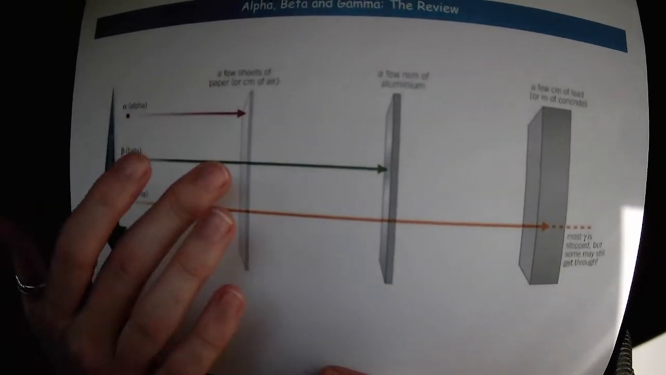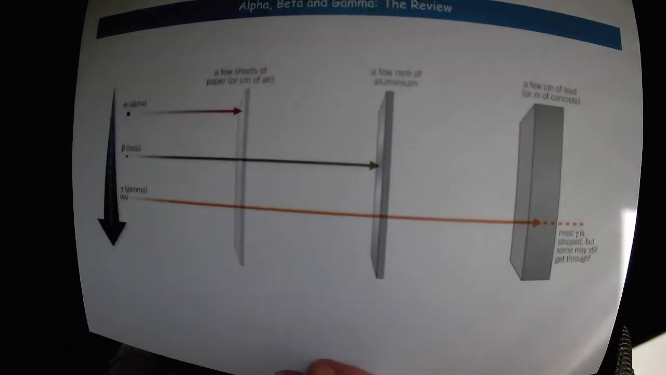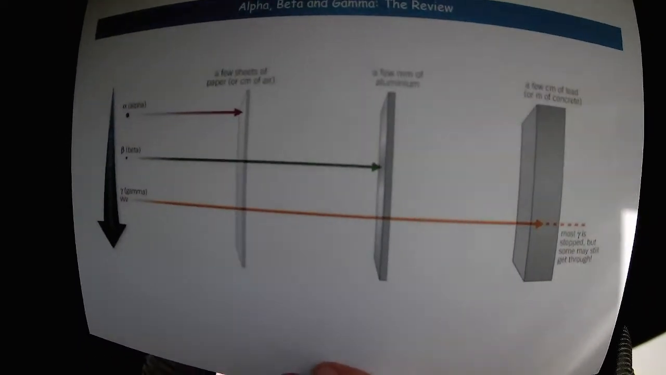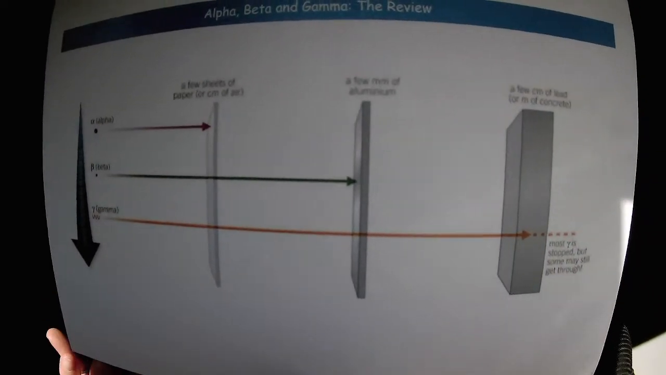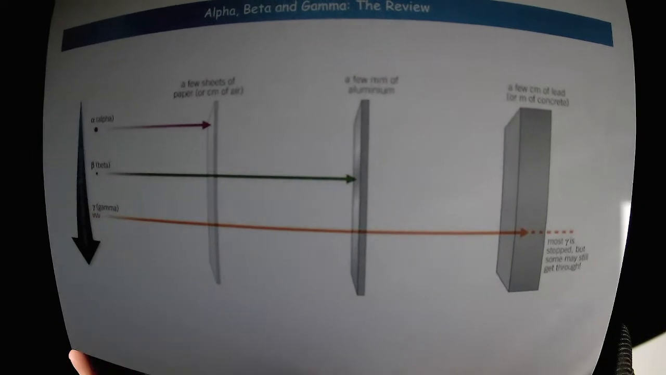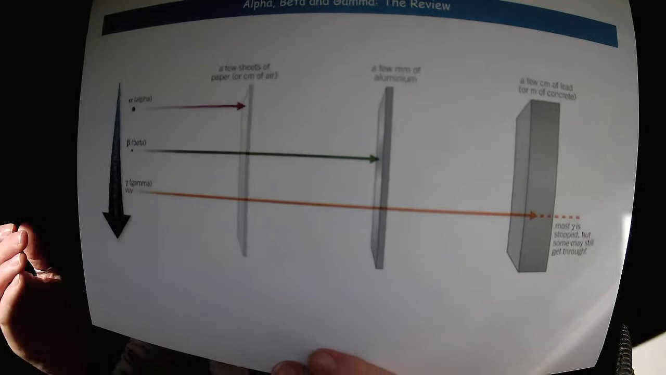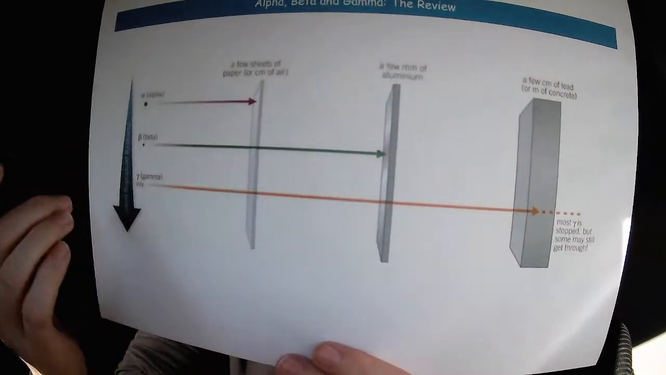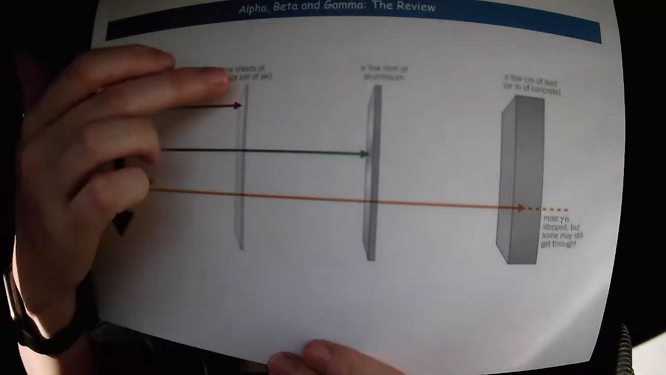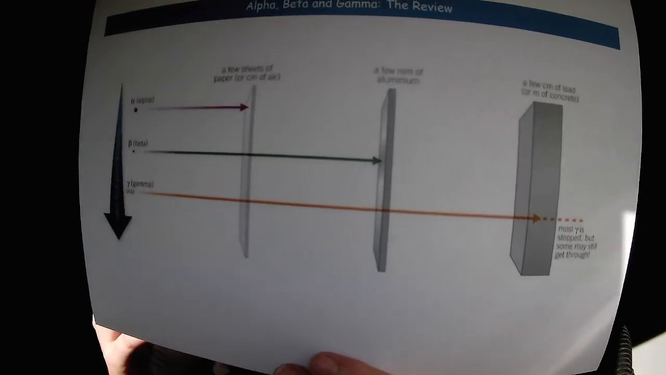And then your gamma rays pass through the paper and through the few millimetres of aluminium, but they will only be stopped by a few centimetres of lead or metres of concrete. And even then, some can still potentially get through. So gamma is the most penetrating, passes through the most things. Alpha, the least penetrating. They can give you a question where they give you a little table of different activities based on what it's passed through and ask you to identify the type of radiation present.